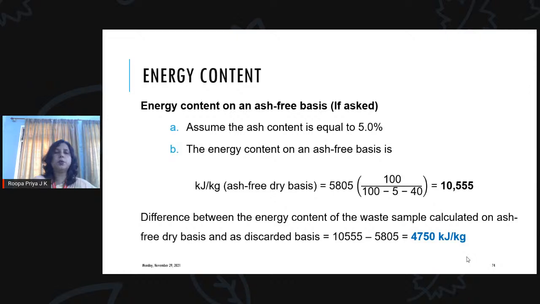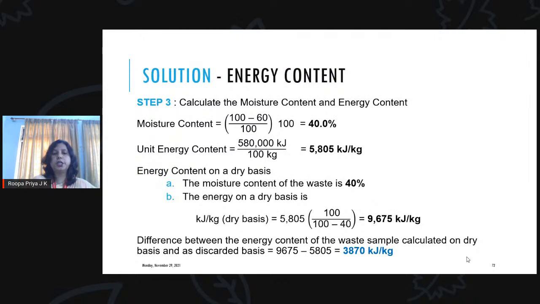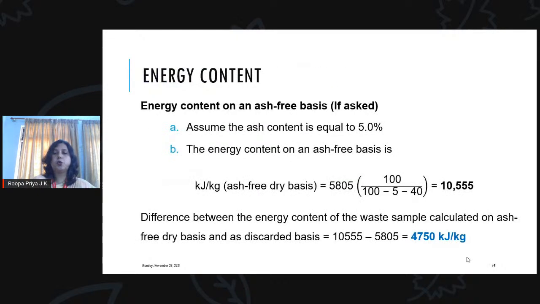Now, suppose the question also includes the energy content on an ash-free basis. So as mentioned earlier, please assume the ash content as 5%. When you assume the ash content as 5%, you'll be able to evaluate using this simple equation, wherein you have considered the unit energy content in kilojoule per kg, and also the moisture content with the ash content, which we have considered as 5%. So here again, the solution should end with the difference between the energy content of the waste sample calculated on an ash-free basis. We are not calculating on a dry basis. Here we're calculating on the ash-free dry basis and as discarded basis. So this gives you the solution to your question.